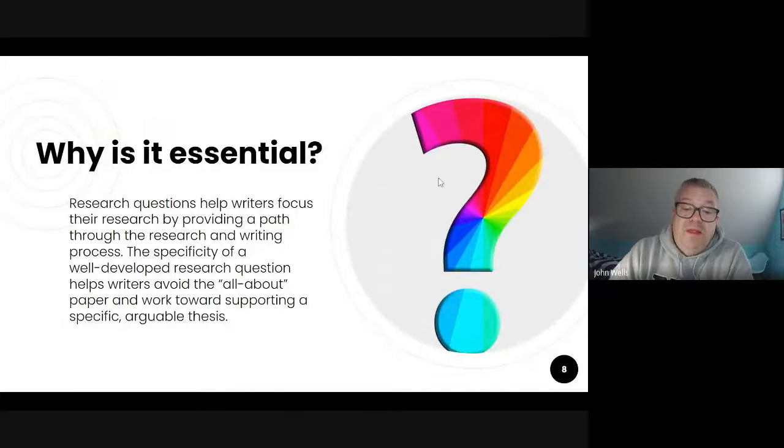All right. Now, why do we need to do this? Again, I think I said earlier, it kind of helps make your work efficient and effective, right? Research questions help focus the research onto a particular path. So, in other words, before we start, we know what we're looking for, we know where we're going, and we know how we're going to do it.